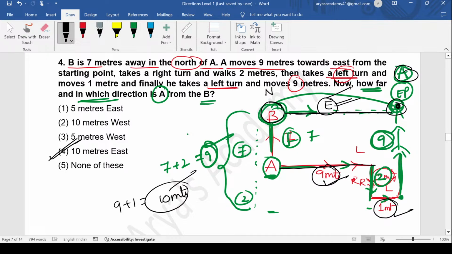Adding this distance might seem a little critical at the start, but slowly you will get it. Initially it might be difficult, but slowly you will understand.